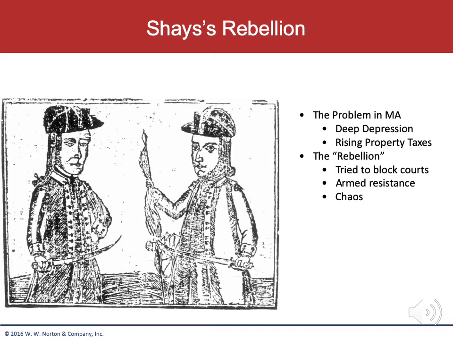It's the reason why government is put in place: in order to restore order out of the chaos. So Massachusetts asks for help. They reach out to the Continental Congress and say, look, we need you to send an army up here to help us put down this rebellion. Well, there was nothing in the Articles of Confederation giving the central government power to do such a thing, and so they refuse. And this leaves Massachusetts to take it on themselves.